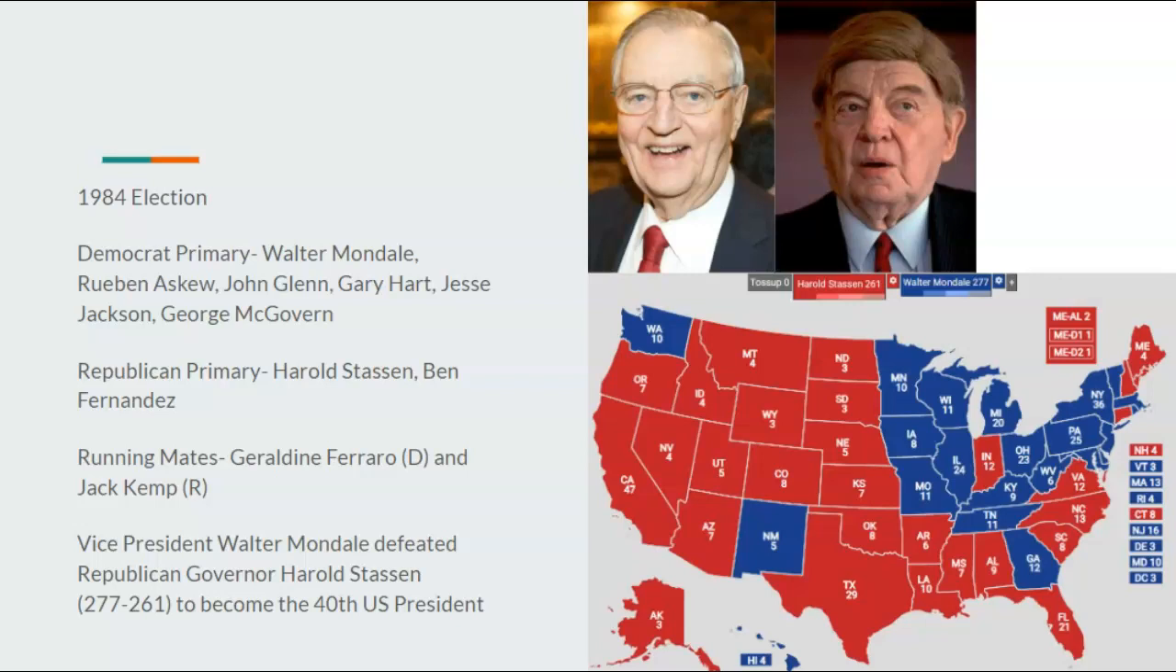The Democrats wanted, hey, do we want someone who's pretty far out there to the left, like Walter Mondale, running the country, or do we want Reubin Askew, who's very moderate, to run the country, who will also give us Florida as well? But, of course, that doesn't happen. Walter Mondale gets the nomination, and he chooses Geraldine Ferraro as his running mate, and Stassen chooses Jack Kemp as his running mate. But Vice President Walter Mondale defeats Republican Governor Harold Stassen 277 to 261 to become the 40th President of the United States.